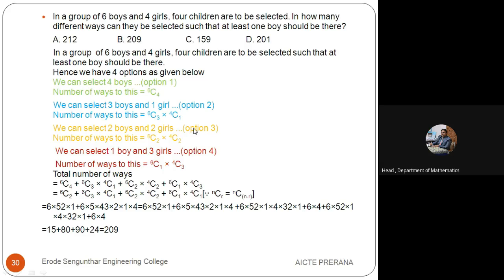The same way, option 3 is 2 boys and 2 girls, and option 4 is 1 boy and 3 girls. Okay, we have to select 4 children from 6 boys and 4 girls. The first option is there is no girl, all 4 are boys. The second option is 3 boys and 1 girl. Third option is 2 boys and 2 girls. Fourth option is 1 boy and 3 girls.